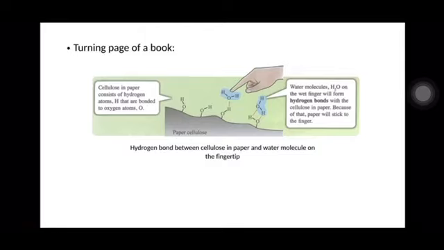the water molecules on our fingertips tu dia akan form hydrogen bond dengan selulose atas paper tersebut. So cellulose in paper ni dia consist daripada hydrogen atom. So hydrogen atom yang bonded dekat oxygen atom pada paper cellulose tu, dia akan form hydrogen bond dengan water molecules yang berada pada our wet fingers. So this diagram, as you can see, is the hydrogen bond between cellulose in paper and water molecule on the fingertip. Boleh? So that's why dia memudahkan kita turning page of a book.